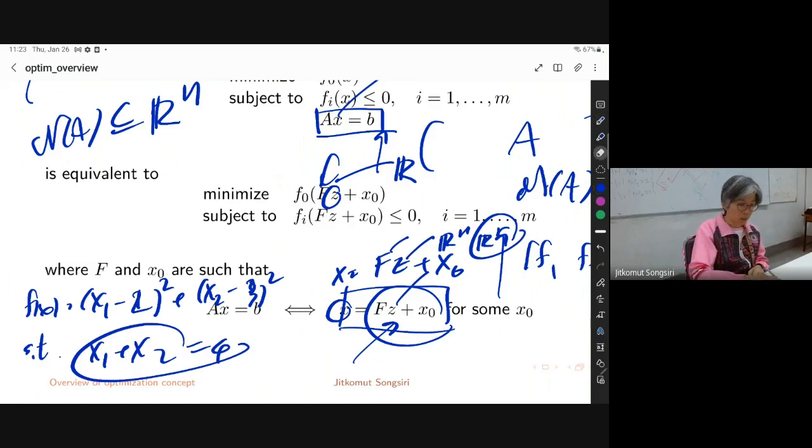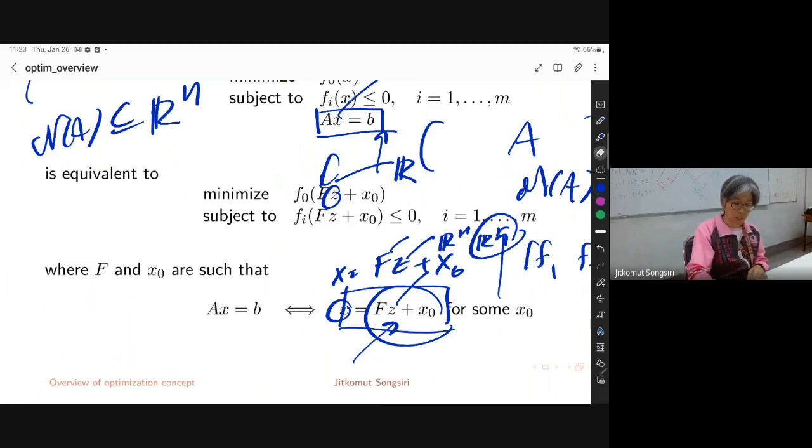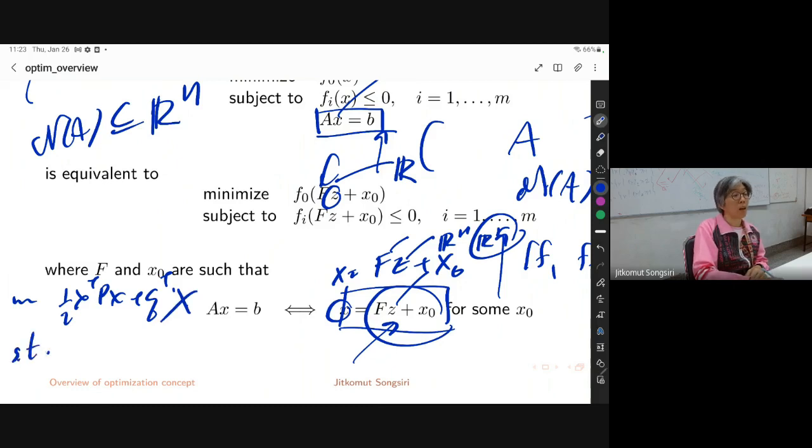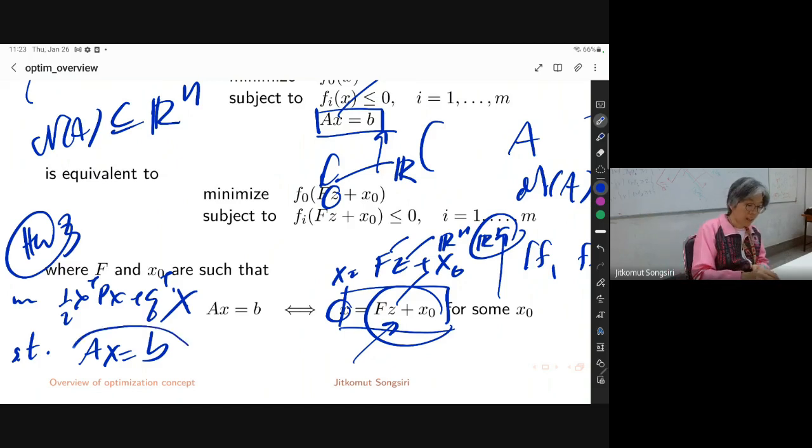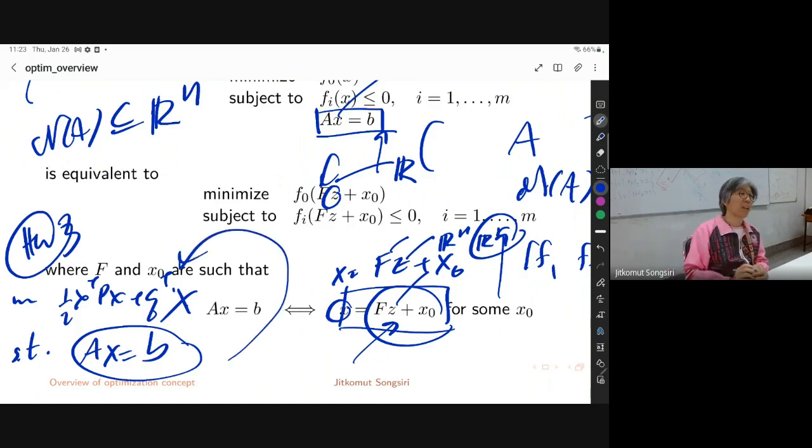Now, your homework question would be something like, okay, I give you a QP that looks like this, but it happens that you have only linear equality constraints. Now you will use this technique. This is your homework number 3, I think. You can use this technique that, oh, I can get rid of this. I can parameterize X in terms of Z, and then I put it back. Then you should have an unconstrained problem.